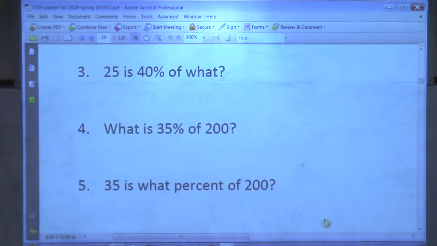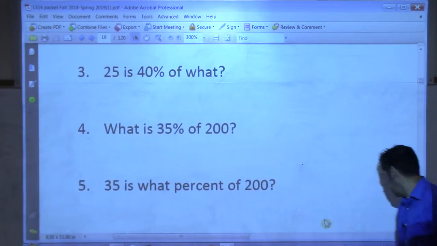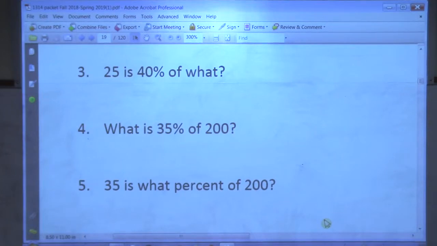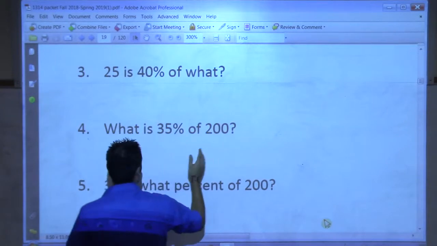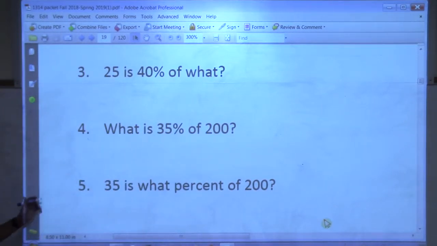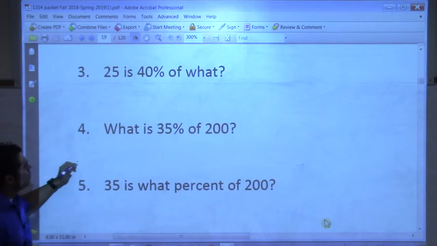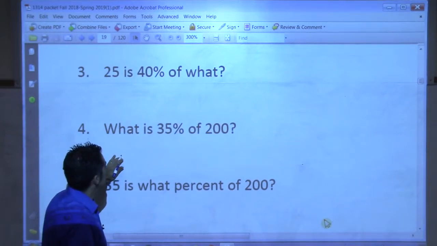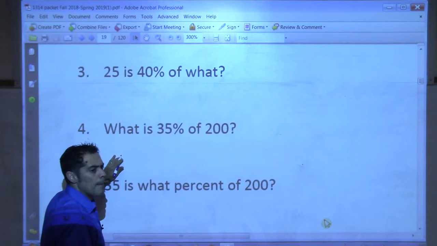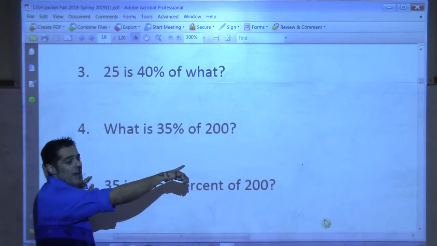Number 4, Tatiana? If you want, you can just tell me what to write, like the whole equation, or if you want to just take it piece at a time, we can do it. Well, I'd say equal to 200. Equal to 200? Not equal to 200, because we're trying to find the 35% of 200. Okay. I'm asking, how would we start writing the equation out?